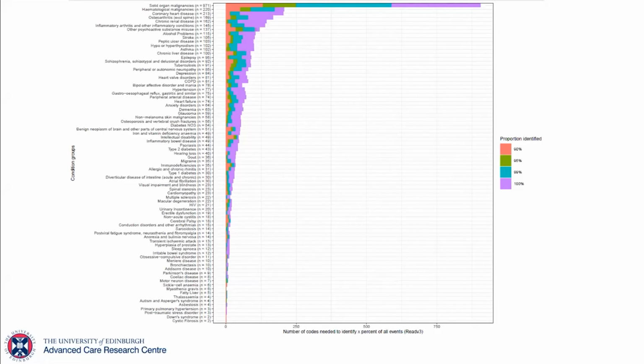If you just use the pink codes, you get 90% of the cases. If you go to green, you get 95%. If you go to blue, you get 99%. And then the purple is the other codes that get you the last 1%, which is most of the codes for many conditions. It's a bit more complicated.